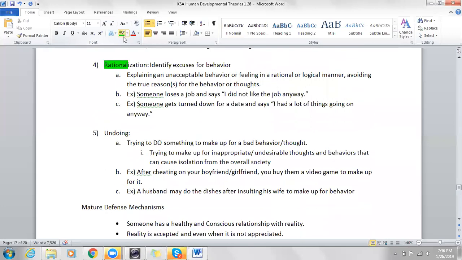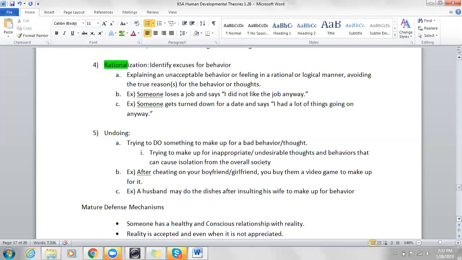Number 5, undoing. You're trying to do something to make up for bad behavior and or thought. So like when something goes south, you try to make something more appropriate and okay on your end when the other person may not even know that that's something you're doing. So like after cheating on your boyfriend or girlfriend, you buy them a video game to make up for it. They may just think they're getting a nice gift, but in your mind, it's making you feel better about the cheating. Example 2, a husband may do the dishes after insulting his wife to make up for the behavior, doing something nice to undo the negative behavior that predicated it.